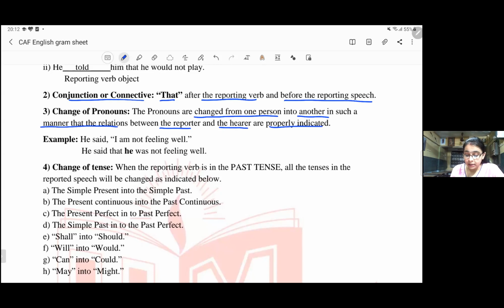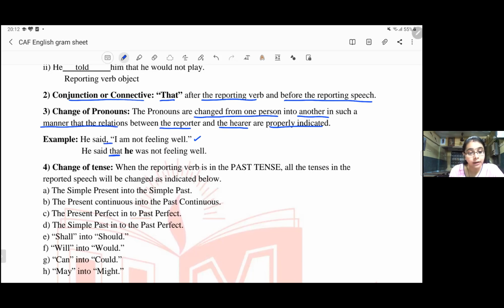Right? This is the direct speech. Now you are making it into indirect speech. He said that he was not feeling well. That is the connective or conjunction that is making it one sentence. यहाँ पे क्या है?